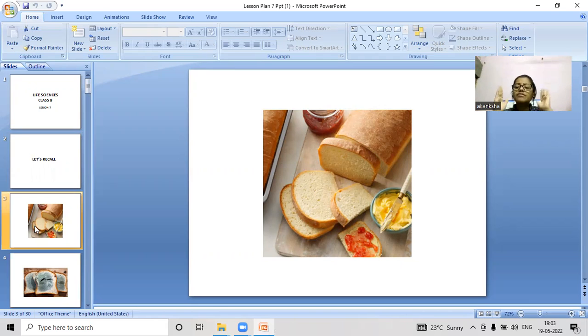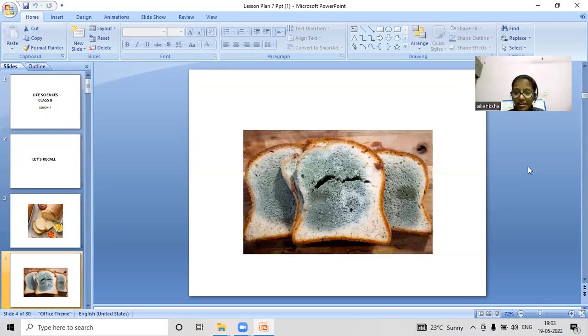What will happen if I keep this loaf of bread outside like this for a very long period of time? Do you think there will be any changes in this loaf of bread? Say about 2 weeks. For 2 weeks, I'm keeping it outside in the open. Do you think anything will happen? Yes, it will get spoiled. Yes, very good. It will be like this, right?